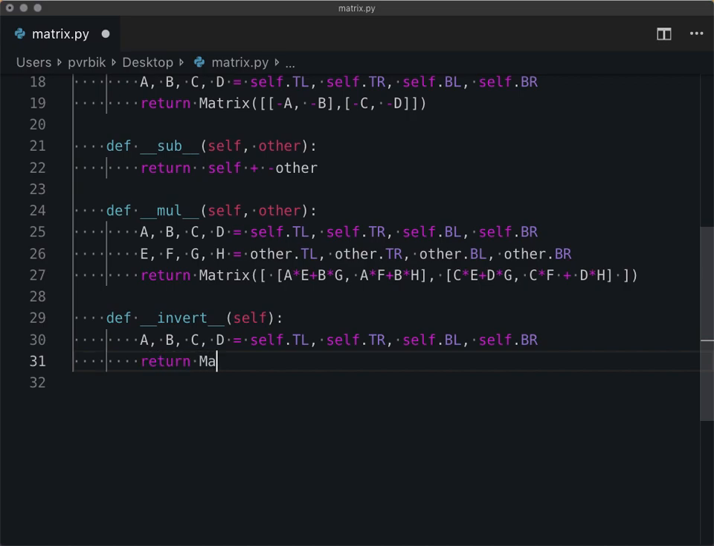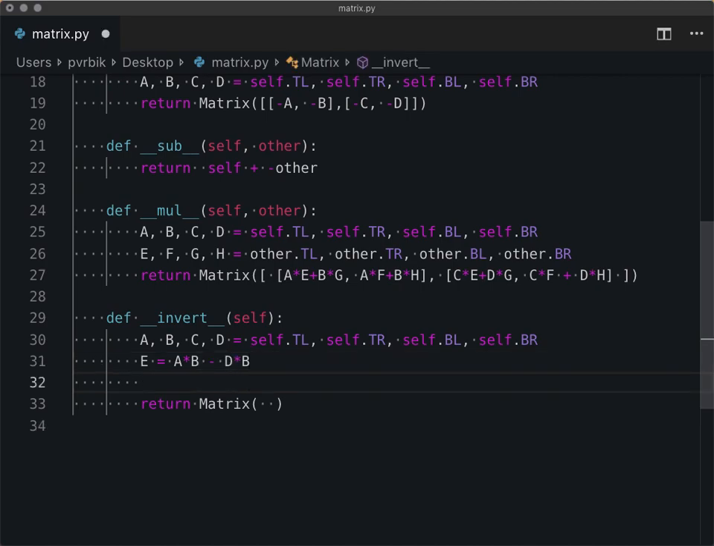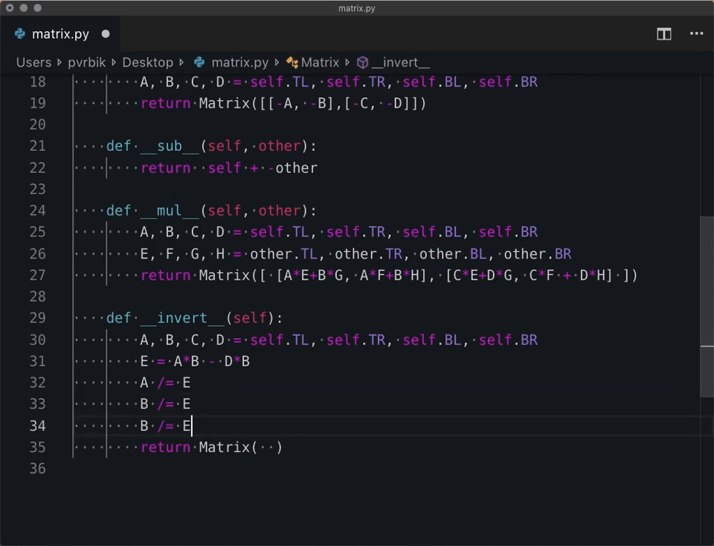So the inverse is what? I need to return a matrix. I need something else, which is A times D minus B times C. And then everything needs to be divided by it. Oh, this may not work. Well, we'll see. A divide equal E, B divide equal E, C divide equal E, D divide equal E. Okay. I wouldn't have had to do this if I had defined what it meant to multiply a number by a matrix. Then I could have just multiplied this fraction in. So this is not as robust as it could be.